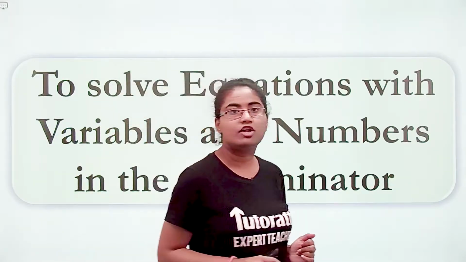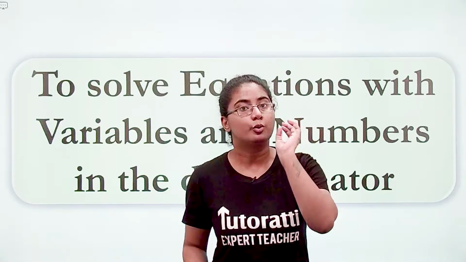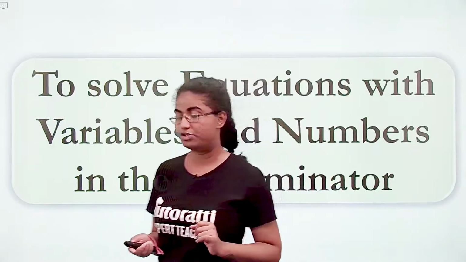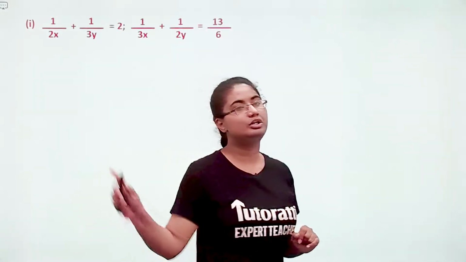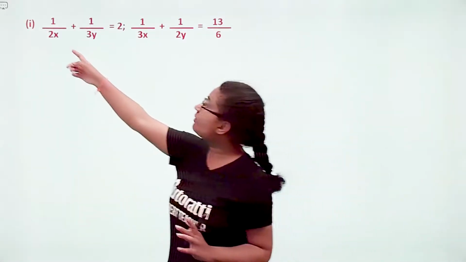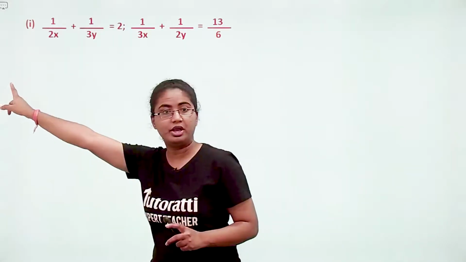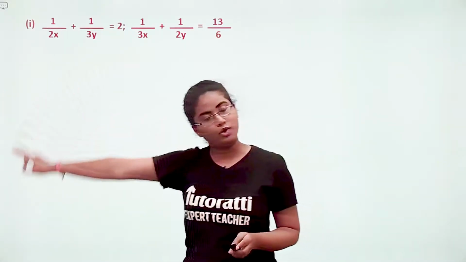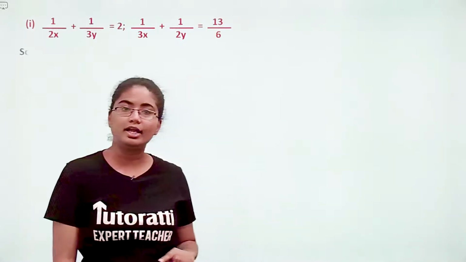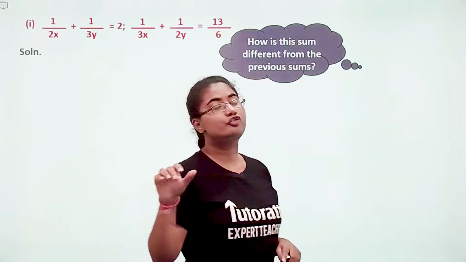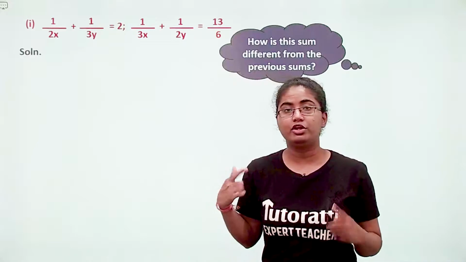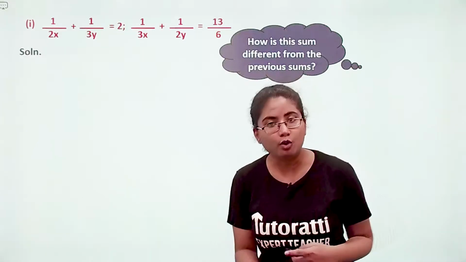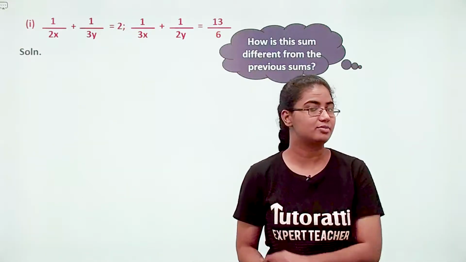तो इसको कैसे solve करना है? Exactly the same way. Question को देख के panic नहीं होना है. Let us see how we proceed with this, all right? So the equation is going to look something like that. Variable तो है, पर coefficient भी है. तो पहले क्या करेंगे? First of all, identify what kind of a sum is this and how is it different from the previous sums that we've solved.